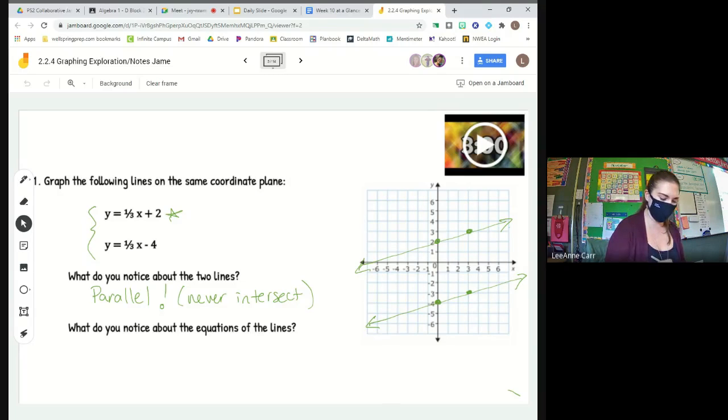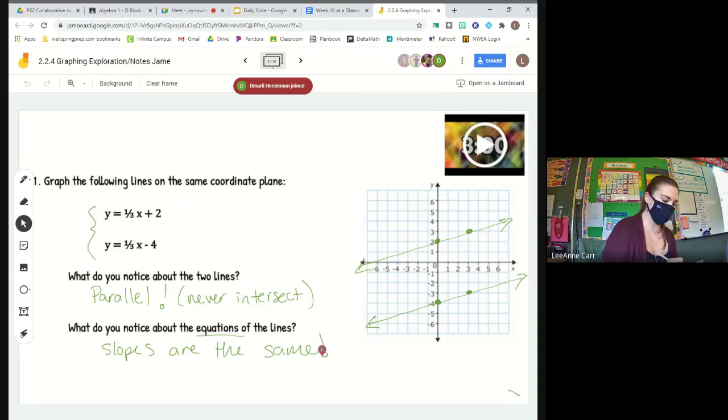What about their slopes? Did anybody make any notes about the equations here? Thank you, I kind of gave that one away. Do you see this thing about the slopes? Both my virtual and my in-person people have decided that the slopes are the same. I have a 1/3 for my slope here and a 1/3 for my slope here. So I could say m equals 1/3 in both cases.